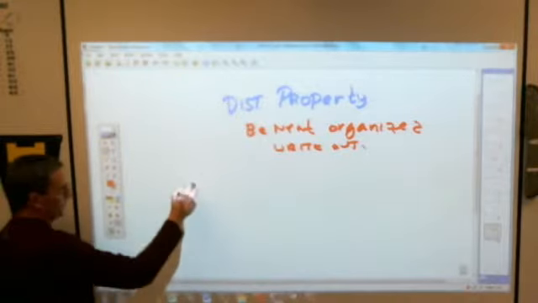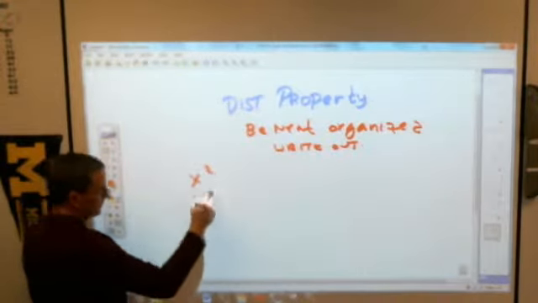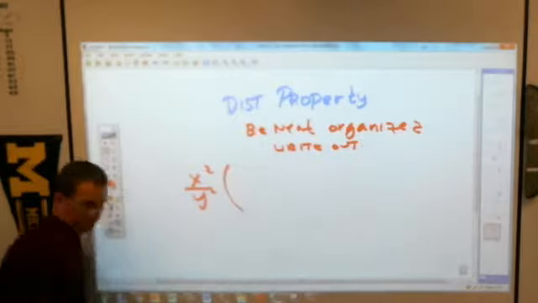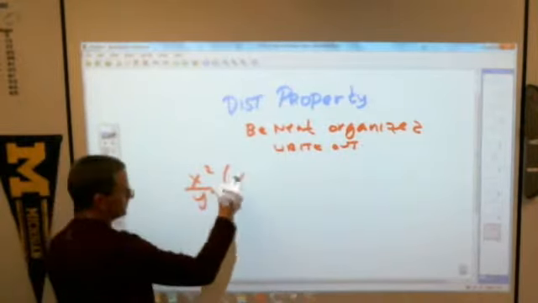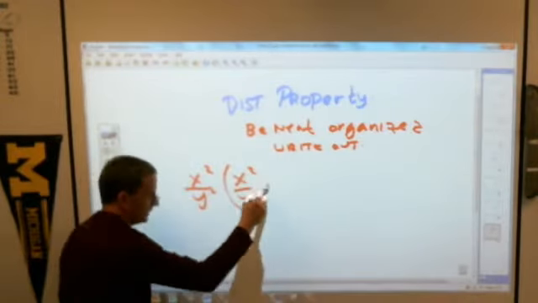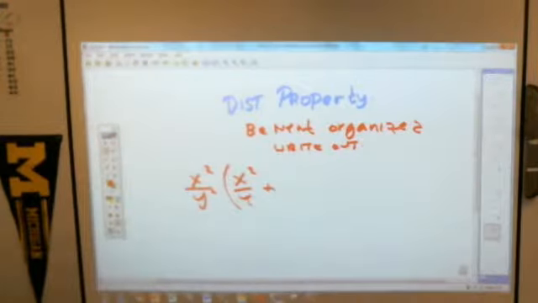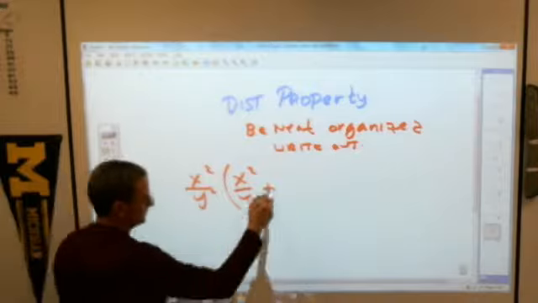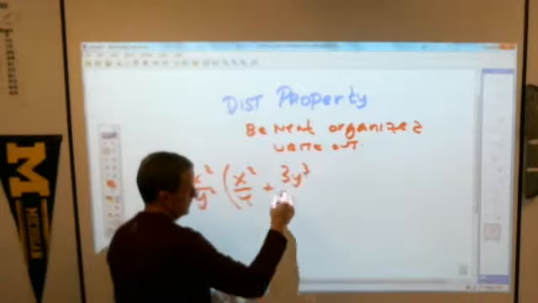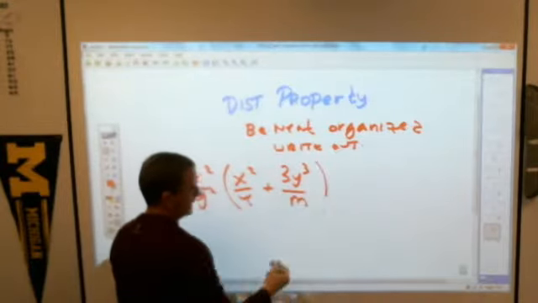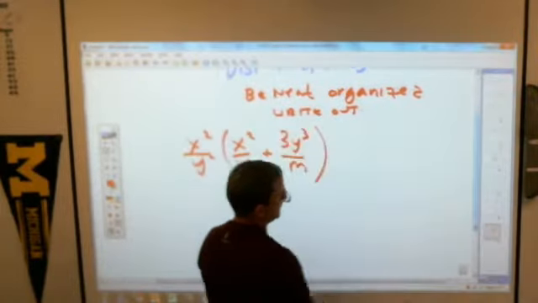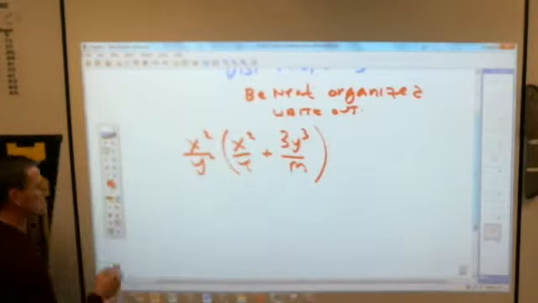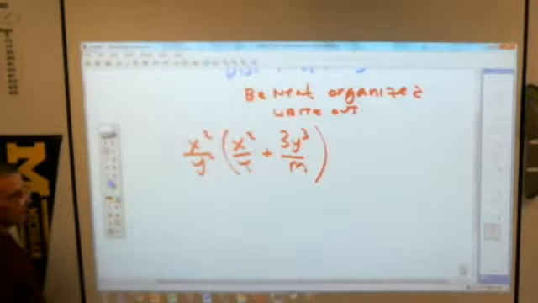So, like, example number 1, they have x squared over y squared, and then in parentheses you have x squared over y plus 3y cubed over m. And all it is, is a bunch of gobbledygook letters that really don't mean anything, and your answer is not going to mean anything, but you need to know how to work with that because that's what happens in math when you get to those equations.